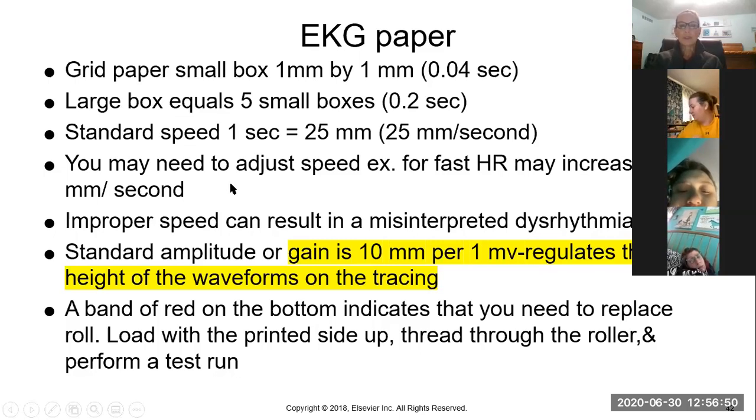Now, you might have to adjust the speed. A physician has ordered a certain speed, and they would tell you what the speed is, but you may have to adjust the machine. An example is, let's say the person has a very fast heart rate. So you may have to increase the machine to something like 50 millimeters per second, okay? Now, improper speed settings can result in misinterpreted dysrhythmias. So you can look at it and it would actually look like a dysrhythmia, but we've not programmed it right. Okay, so it's very important to know.